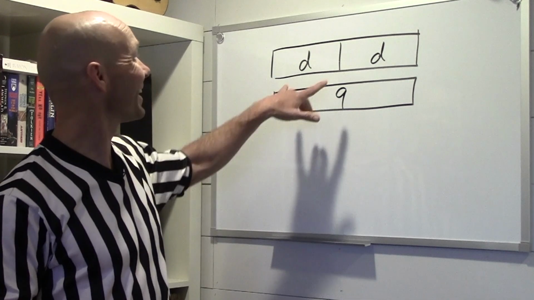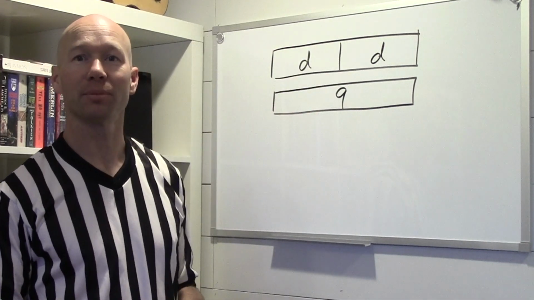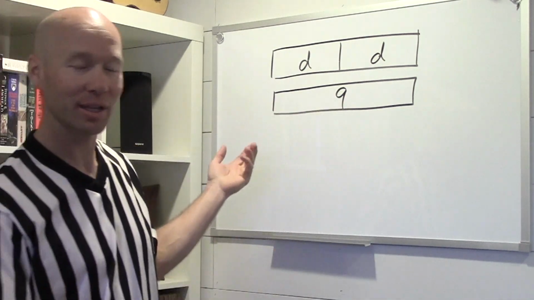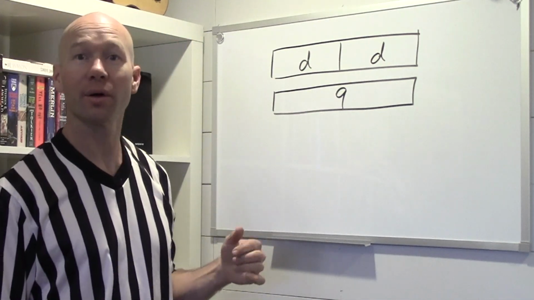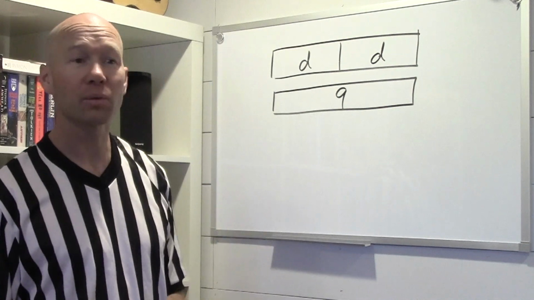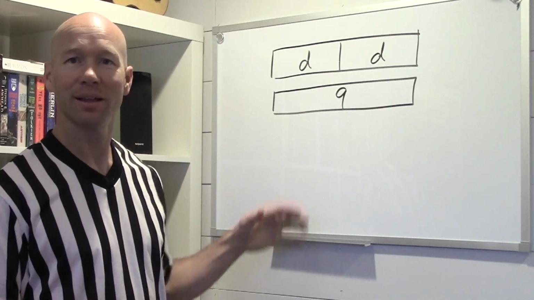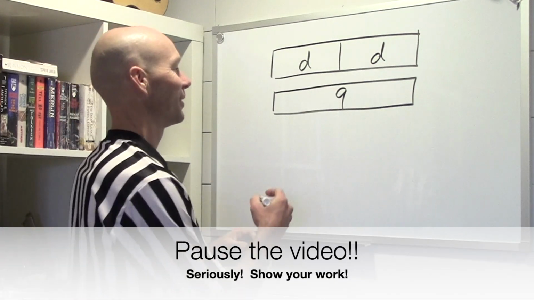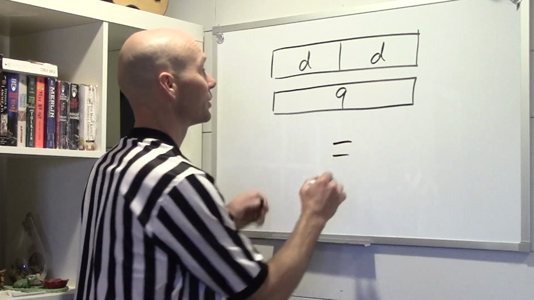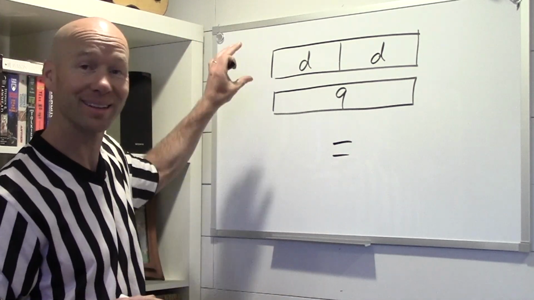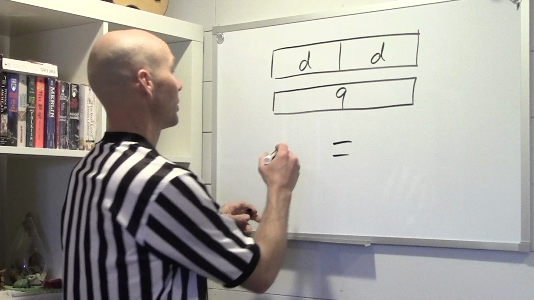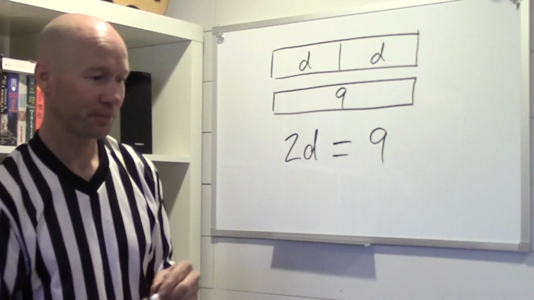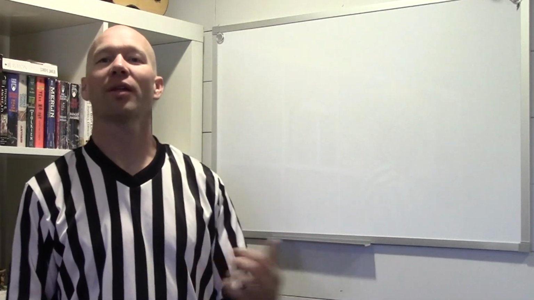Alright, so we've got another two tape diagrams. D and D is the same as 9. Go ahead and pause the video and write an equation that shows this problem. Okay, so we've got an equal sign because these two tapes are equal, and you have 2D equals 9.